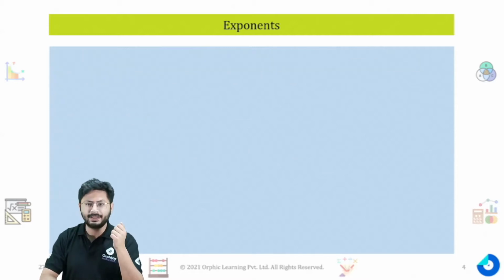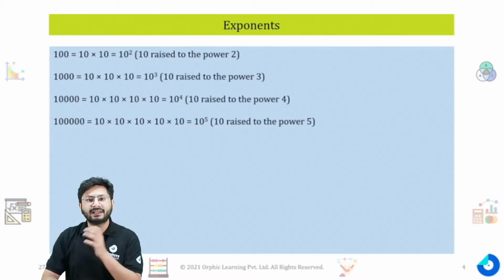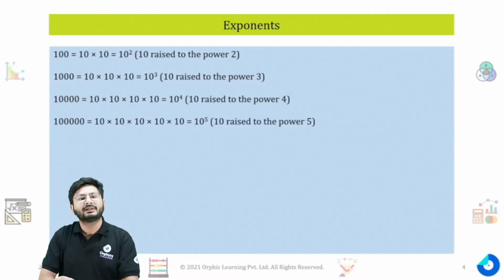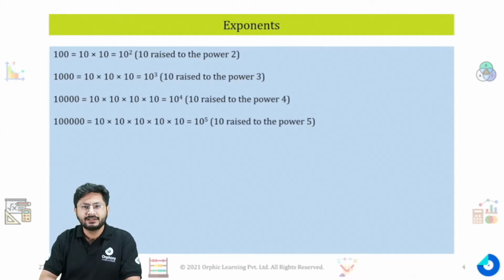Okay, so basically exponent is nothing. It is just a different way of writing numbers or multiplication of numbers so that our effort of writing reduces. Now, 100 is equal to 10 into 10, so it can be written as 10 square or 10 to the power 2. We say it as 10 raised to the power 2. Similarly, 1000 can be written as 10 into 10 into 10, which is equal to 10 cube. 10,000 is 10 into 10 into 10 into 10, that is 10 raised to the power 4, and 1 lakh will be 10 raised to the power 5.